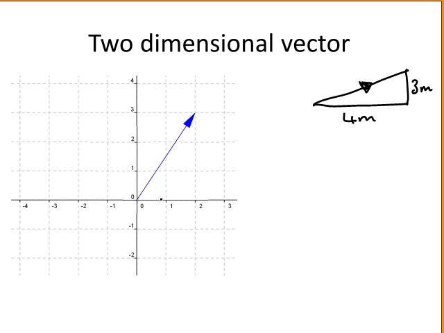We know that the vectors i and j are the unit vectors along these axes, so we can decompose this vector in terms of its horizontal and vertical parts. I'm just doing that now.